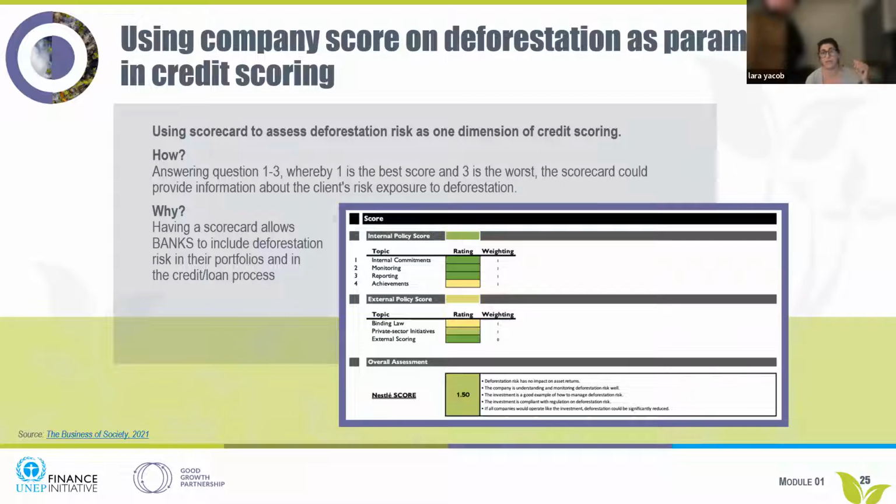Again, it allows a bank to compare between companies in order to benchmark them. So the scorecard is a relatively low-cost option for a bank to employ, but it still requires a lot of internal capacity to graduate to this level of analysis. Next slide, please.